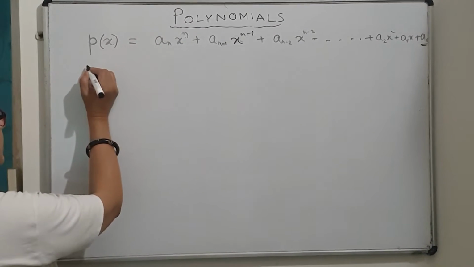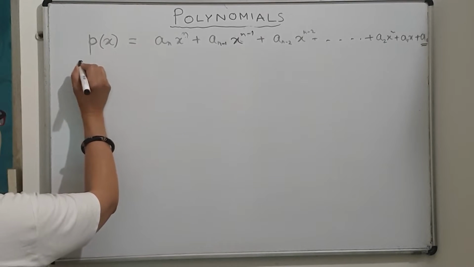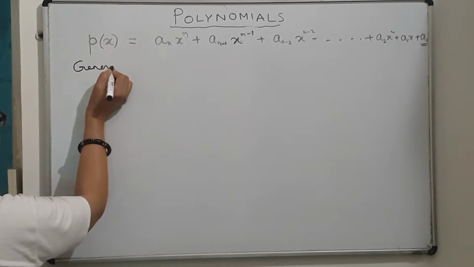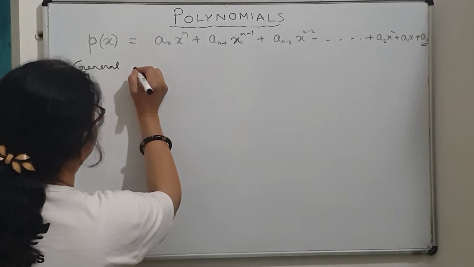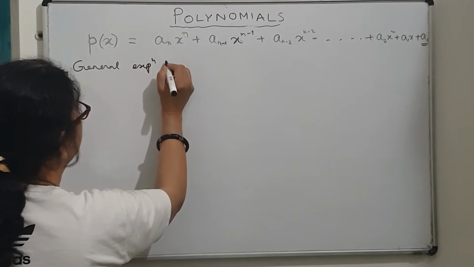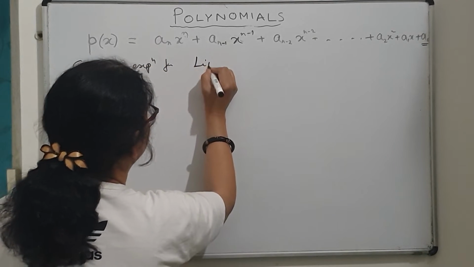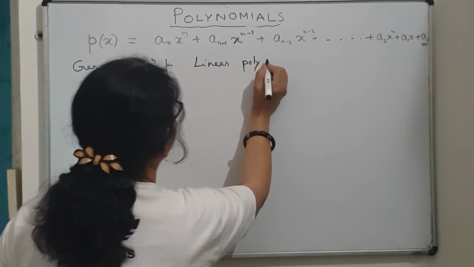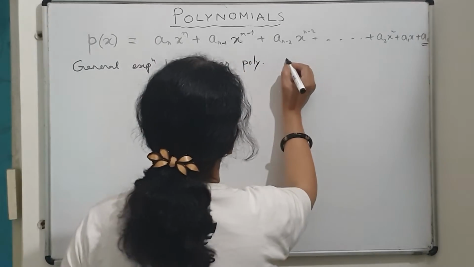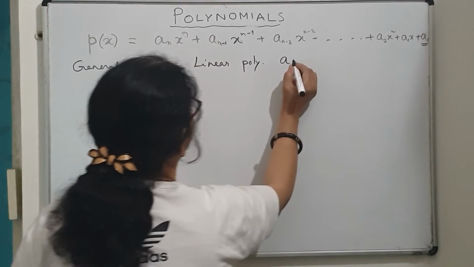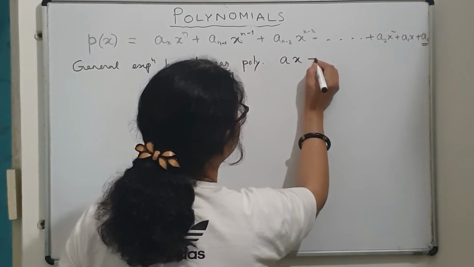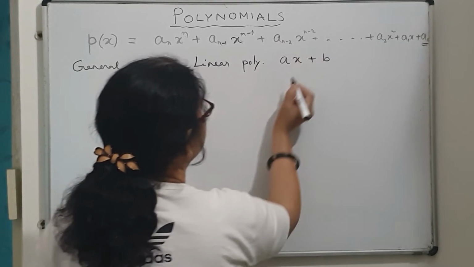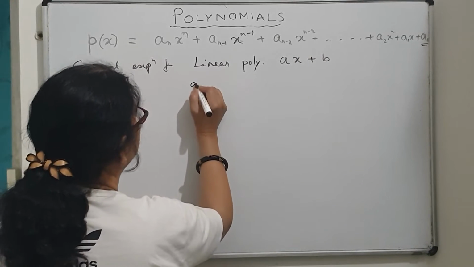So let us first write the general terms of polynomial. General expression, let me write. For linear polynomial, that means it will be ax plus b. Power is 1.